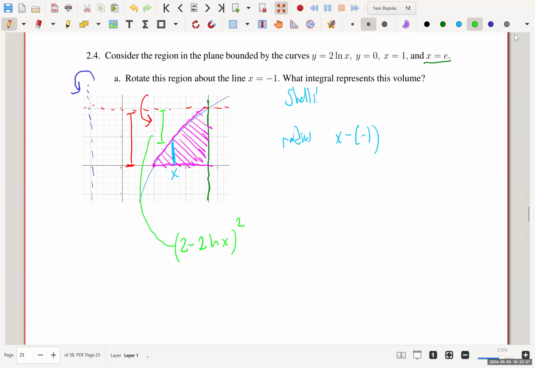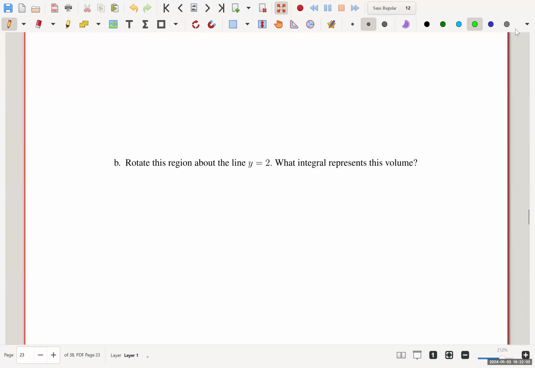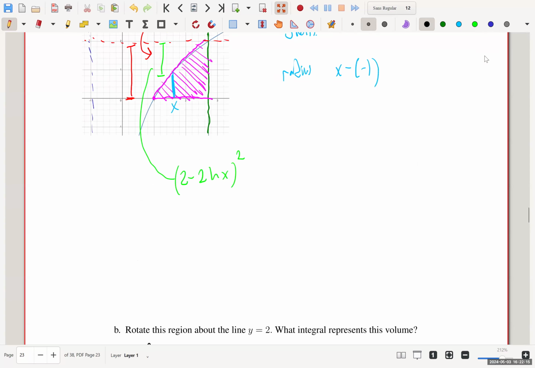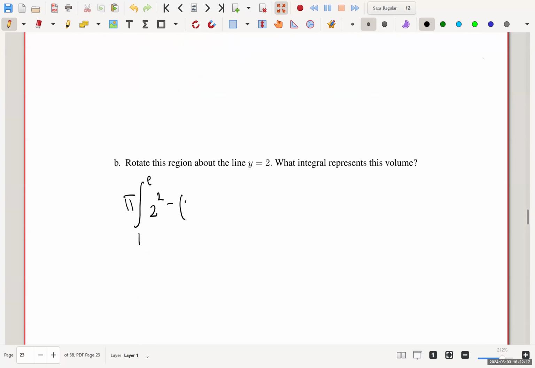Okay, so very quickly, the integral for that would be pi times the integral from 1 to e of outside radius squared, so 2 squared, minus inside radius squared, which we said was 2 minus 2 log x, squared. I think this one you might have to do integration by parts on, but that's how you construct it.